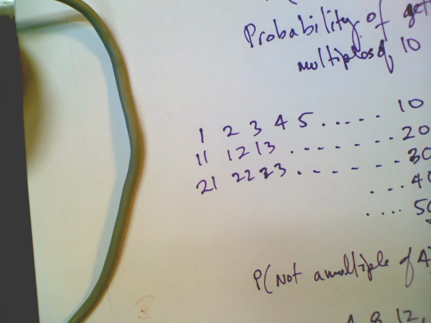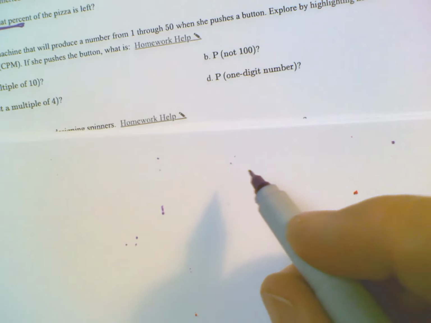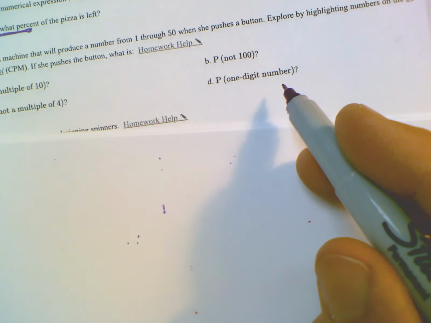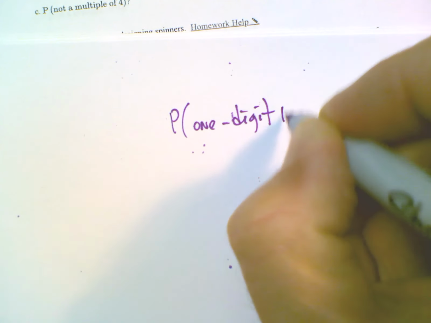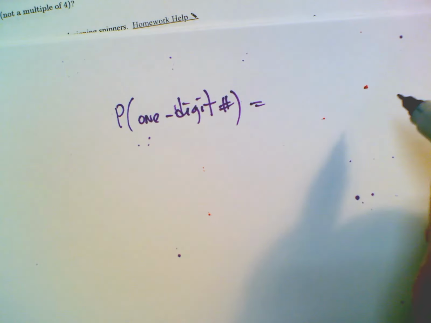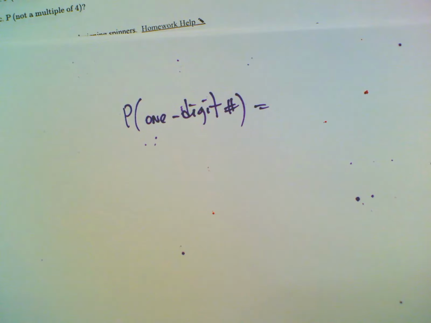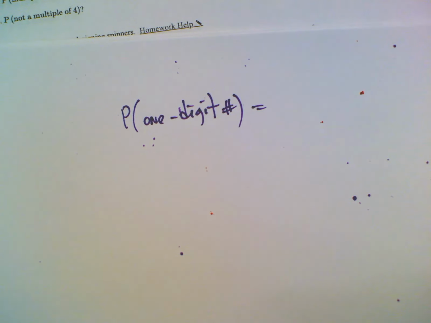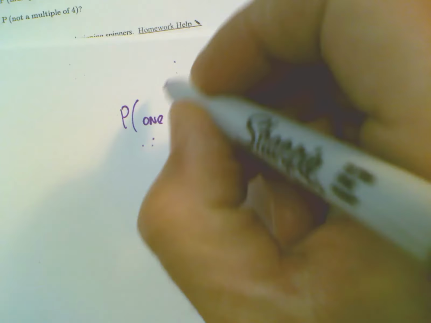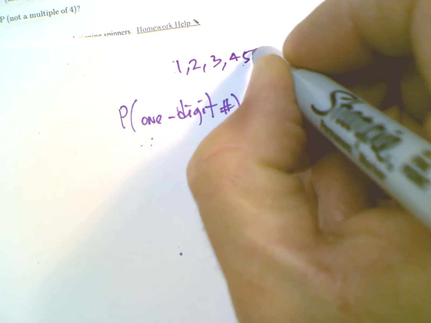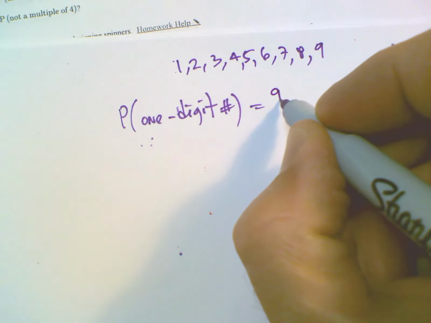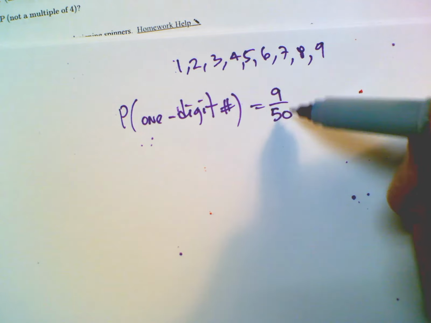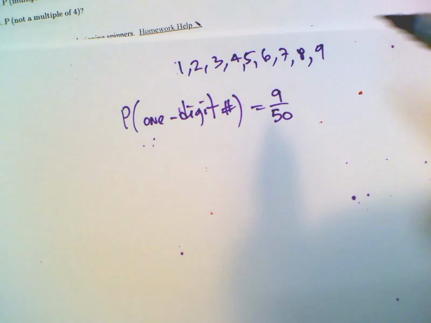Okay. All right, last one. I'm running out of room on my paper, so let me get a new paper out. Last one would be D. What is the probability of a one-digit number? Well, how many one-digit numbers are between 1 and 50? Single-digit numbers. There's only going to be 9. It's 1, 2, 3, 4, 5, 6, 7, 8, 9. Those are the only single digits. There's 9 of them. So it's 9 out of 50. The desired is 9. The total is 50. Okay, there you go.